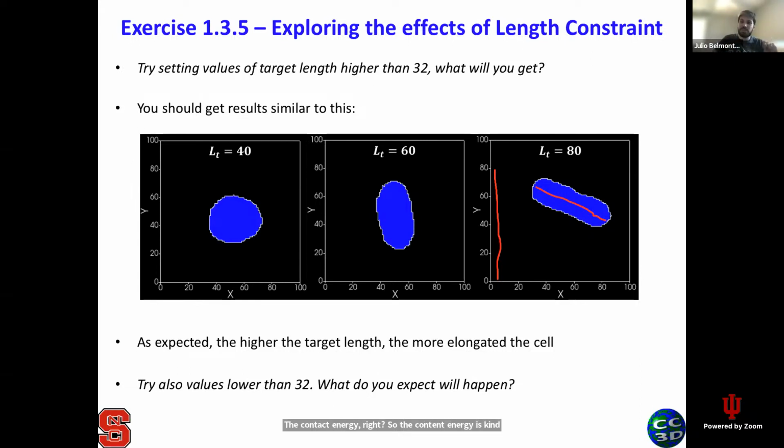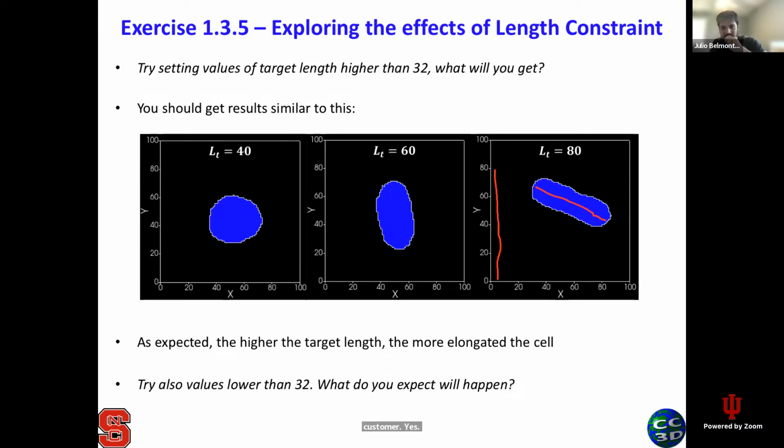So if I want to really force it to be 80, what can I do to my code so that I will be really close to 80, the target length? What can I do? You can make the contact energy 0 again. Yes. That would be a way to do it. What would be another way to do it? Increase the lambda of the length constraint. Yes.